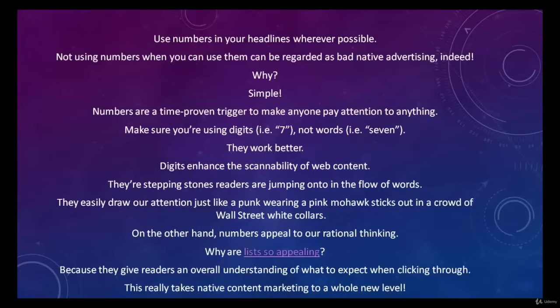They easily draw our attention, just like a punk wearing a pink mohawk sticks out in a crowd of Wall Street with white collars. On the other hand, numbers appeal to our rational thinking. Why are lists so appealing? Because they give readers an overall understanding of what to expect when clicking through. This really takes native content marketing to a whole new level.